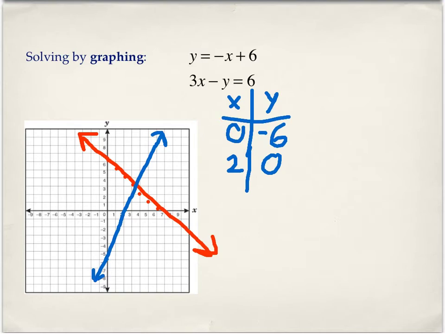And my solution, even though it's not real great because I didn't do it super accurately, I think is going to be the point 3, 3. Again, when you do this on paper, you'll be able to do a little bit better job at it. But this is just one of the drawbacks of solving systems by graphing, in that unless you graph it really accurately, you might be prone to some mistakes. So that's solving a system by graphing.